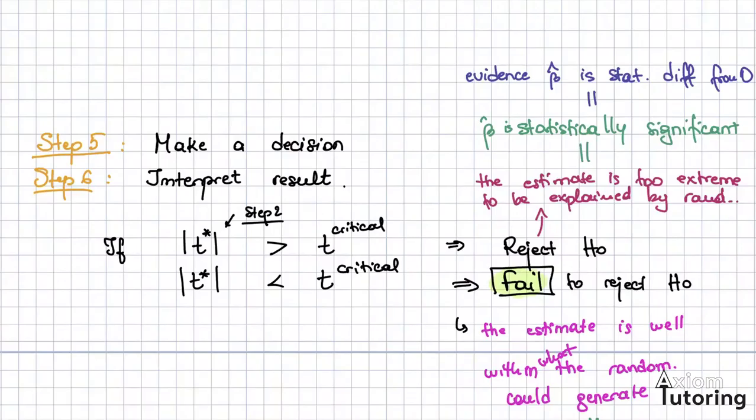This critical value approach decides whether the estimate is too far from 0 to be plausibly explained by the null hypothesis. These are the steps. This is the intuition.